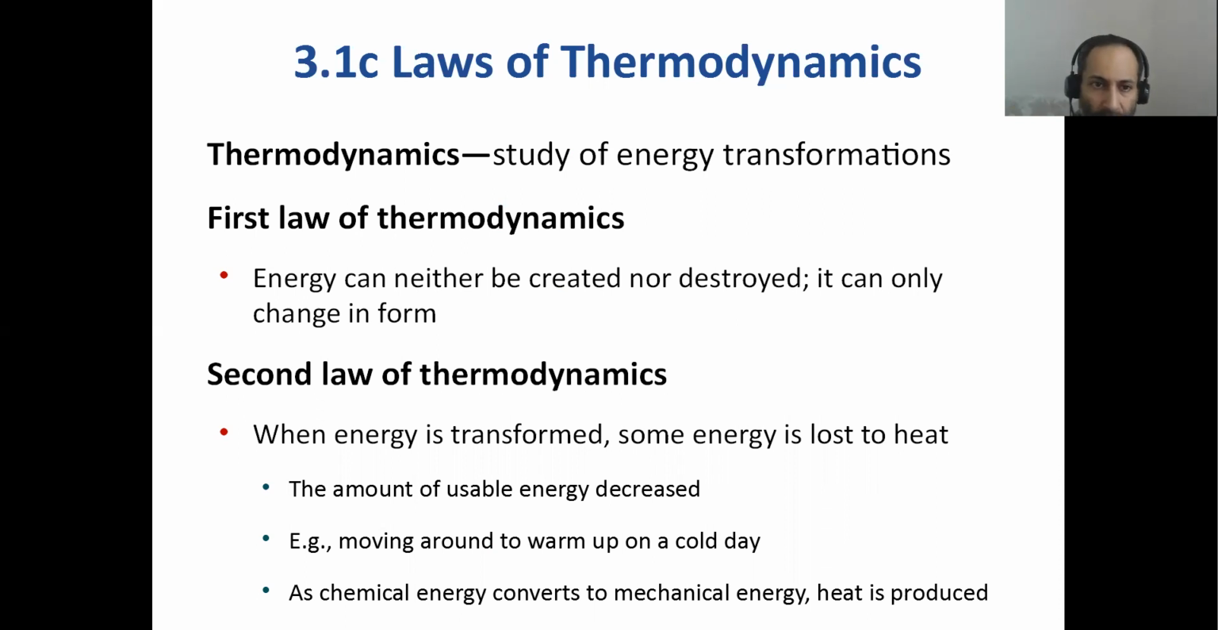First law of thermodynamics. The second law of thermodynamics states here that when energy is transformed from one form to another, some energy is lost as heat. And this is inevitable. So as I said, a major portion of the food that we eat is used for nothing more than maintaining our core body temperature at 98.6 degrees Fahrenheit, 37 degrees Celsius, okay?